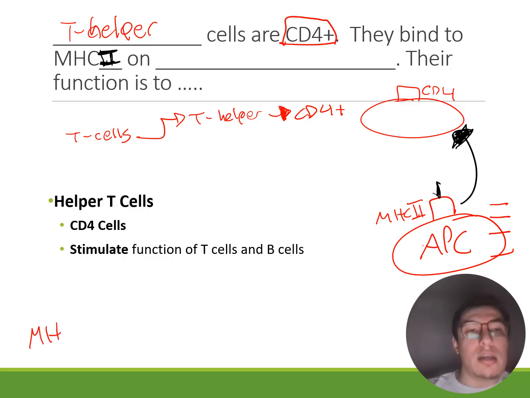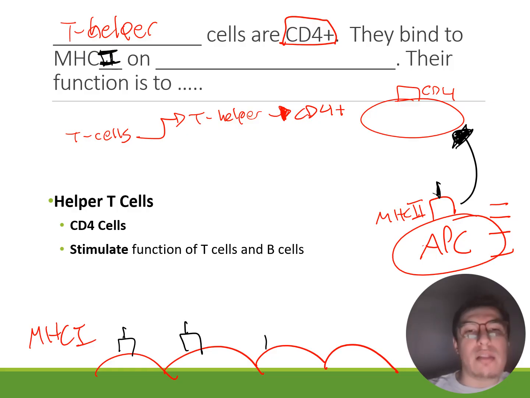MHC1 is on your own tissues, and that is a card or an ID to show the status of healthiness of that cell, or what is happening inside of that cell. Okay, so they bind to MHC2 on the outer portion. Their function is to stimulate B cells.